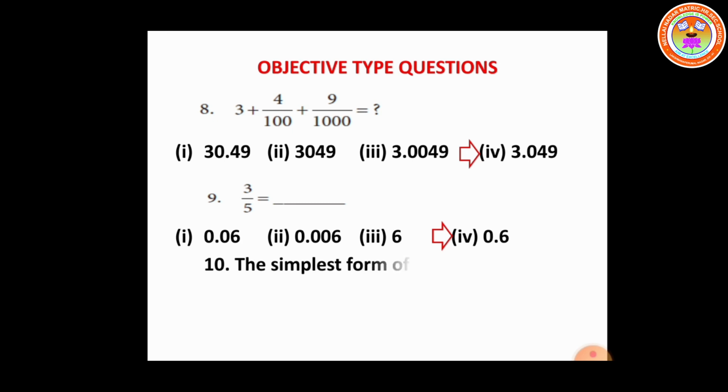Next one, the simplest form of 0.35 is what they are asking? 0.35, two decimals. So you have to divide by 100. So 35 divided by 100. Using the 5 table you will get 7 by 20. Answer is 7 by 20.